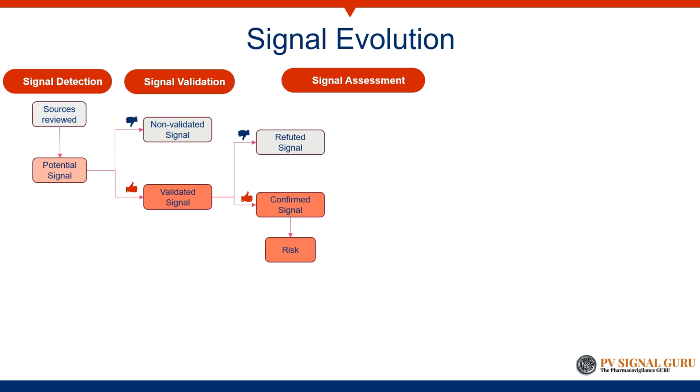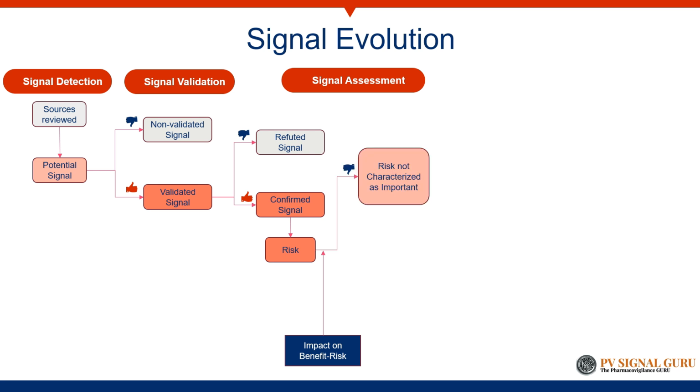A signal that is confirmed as a risk is further categorized based on its impact on the benefit-risk balance of the medicinal product. It is characterized either as a risk not characterized as important if the risk has minimal impact on the overall benefit-risk profile, or important risk if the risk significantly affects the benefit-risk balance and requires attention. This classification helps prioritize risks and guides appropriate regulatory and safety actions.